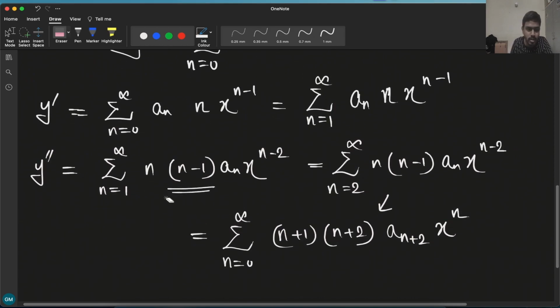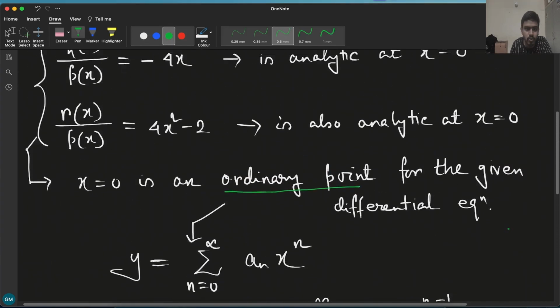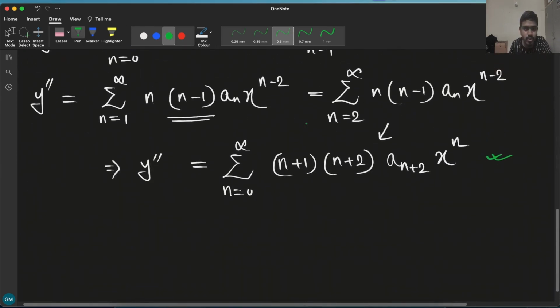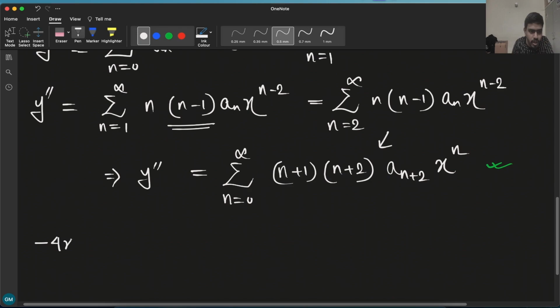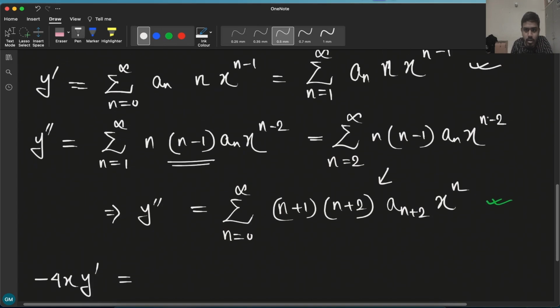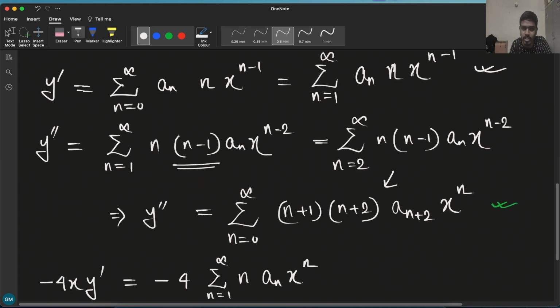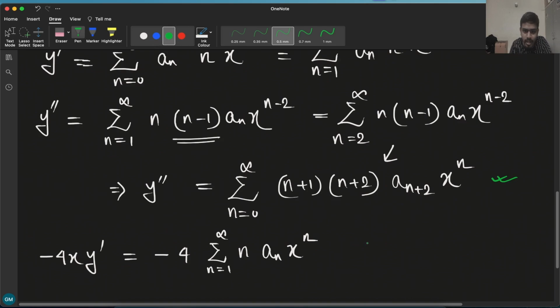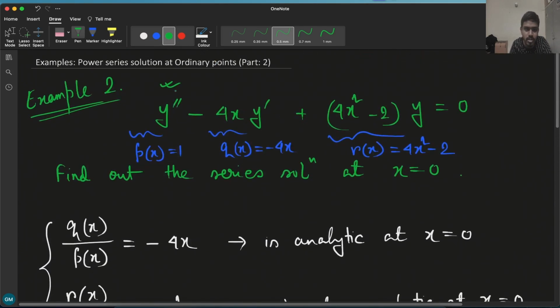So this will be the first term. The second term is minus 4x y dash, and we know y dash equals to this. If I write it, it will be minus 4 sum over n equals to 1 to infinity n an x to the power n, because here it was x to the power n minus 1, and if I multiply it with another x, it will be x to the power n. So this is the first term and this is the second term.